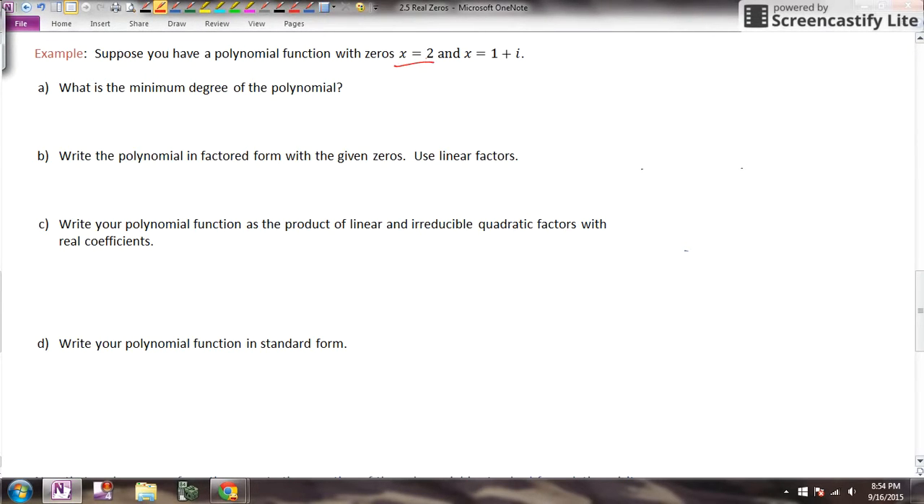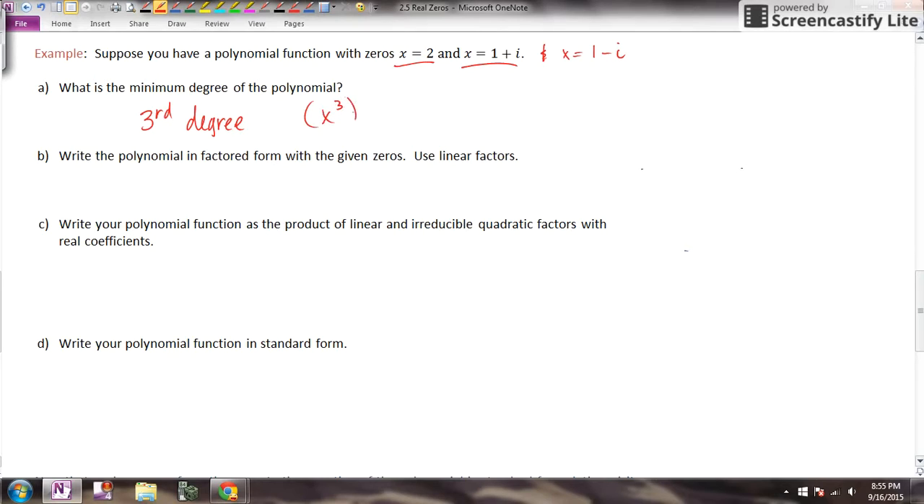Sure, x equals 2 is a great zero, and x equals 1 plus i just means it's imaginary. But wait, I automatically know, even though they didn't tell me that, 1 minus i must also be a zero. So now I know that we must have a minimum degree of 3. So this would have to be a third degree polynomial, or at least x cubed.